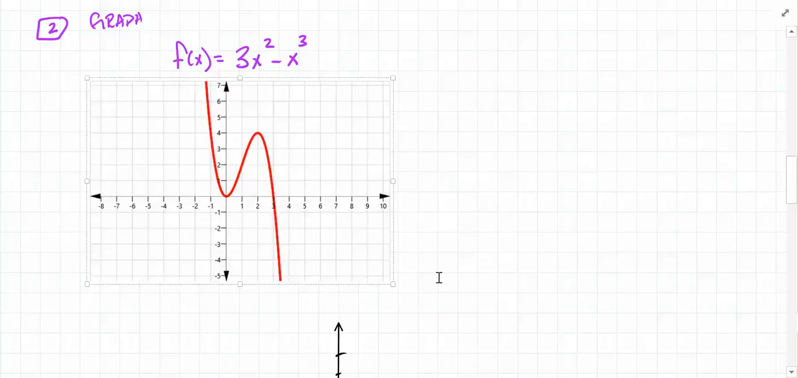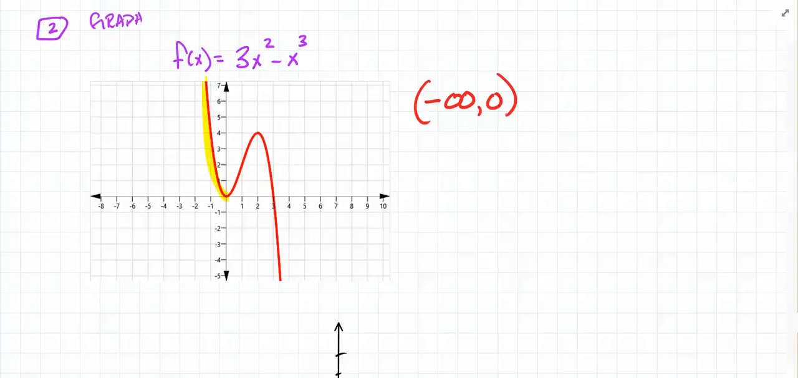So it looks like it's decreasing all the way until it gets to what x value? 0. So the first interval where this is decreasing is negative infinity up to 0, and I'm going to write that in interval notation. That's the first decreasing part. There are two infinities, right? This one's negative infinity, and this one is positive infinity.